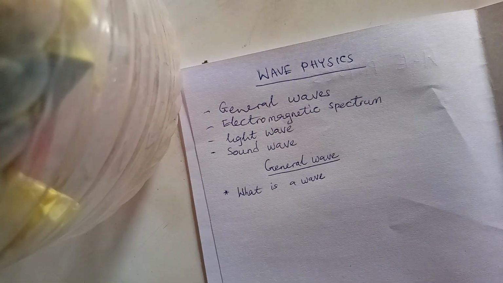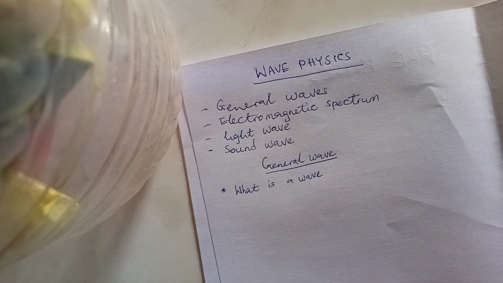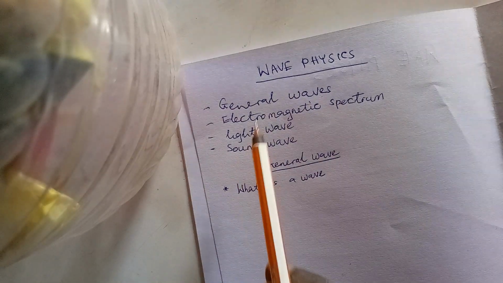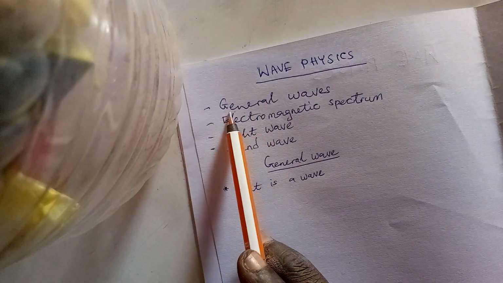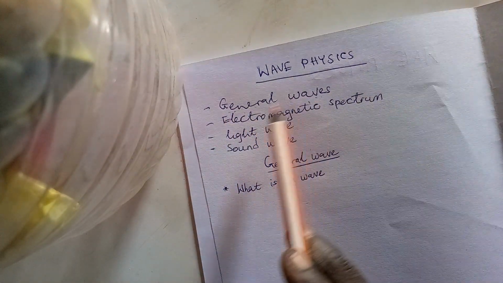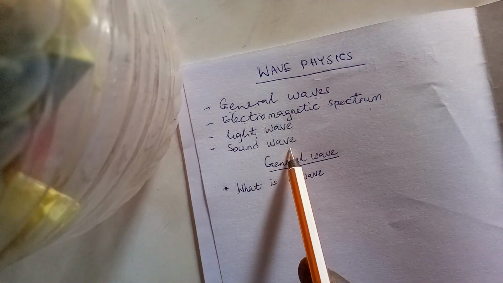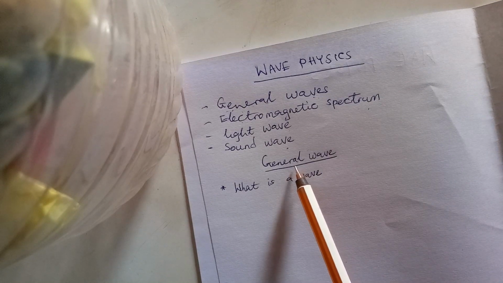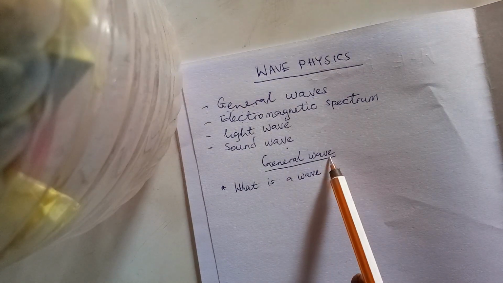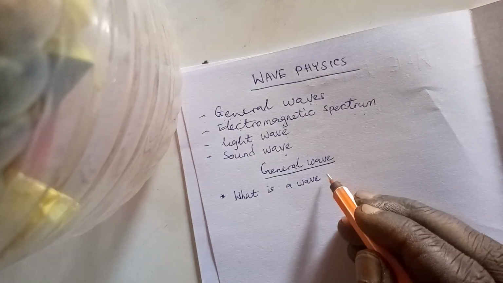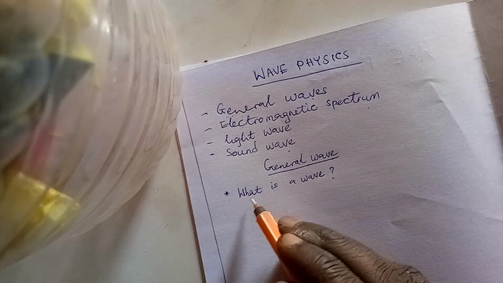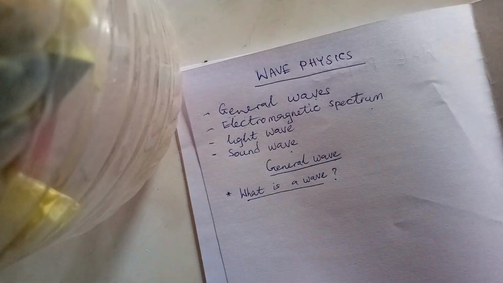In this tutorial, we'll look at wave physics. So wave physics has the following components: general waves, electromagnetic spectrum, light wave, and sound wave. In this tutorial, we'll mostly focus on general waves. So let's begin. What is a wave?